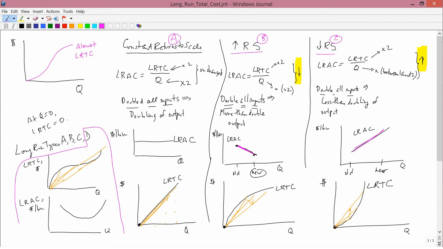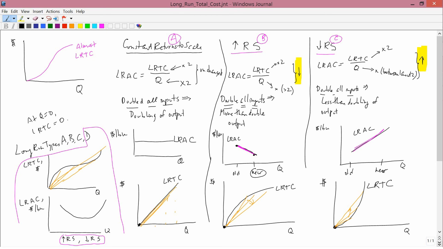I need an official name for type D. So the official name for type D, the one that will appear on exams, is going to be first increasing and then decreasing returns to scale. Because on the left-hand part, it looks like the increasing returns to scale with average costs falling and total cost concave. On the right-hand part, it looks like decreasing returns to scale with average cost rising and total cost being convex. So type D is going to be called first increasing and then decreasing returns to scale on an exam. So we have types A, B, C, and D. Constant returns to scale, increasing returns to scale, decreasing returns to scale, and finally first increasing and then decreasing returns to scale.